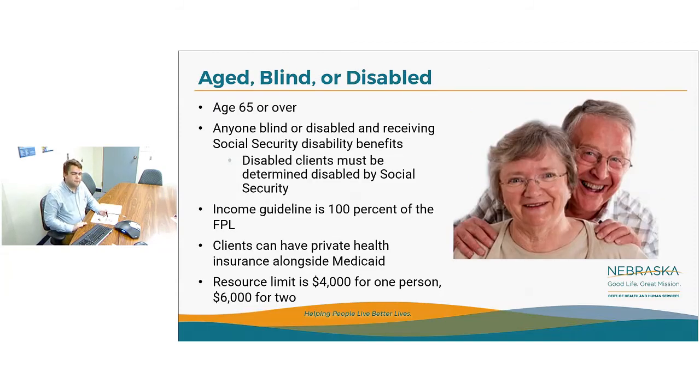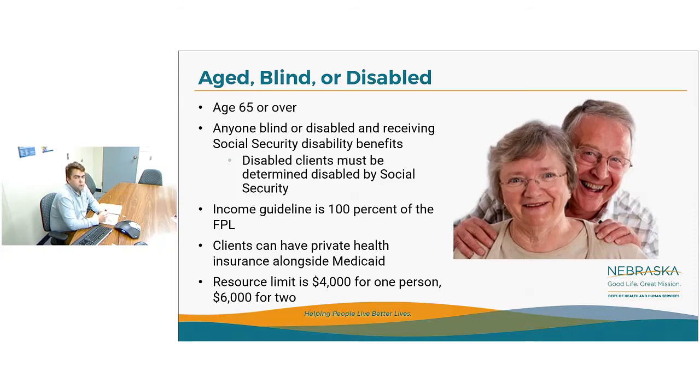And we've talked about this category quite a bit so far, the aged, blind, disabled. Aged for that category in Medicaid is the same as Medicare. It's age 65 or over. As for blind, it's anyone blind or disabled who is receiving Social Security disability benefits. So the Social Security Administration, the federal body, will determine that they are blind or disabled, and then we follow their lead to make them also eligible for Medicaid.